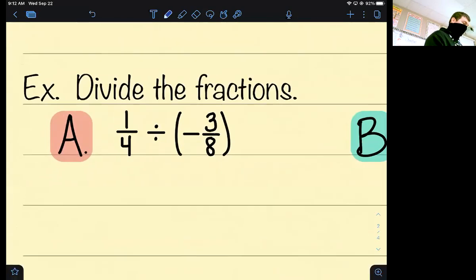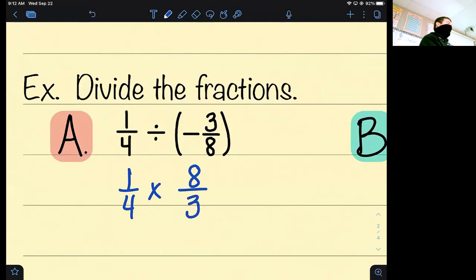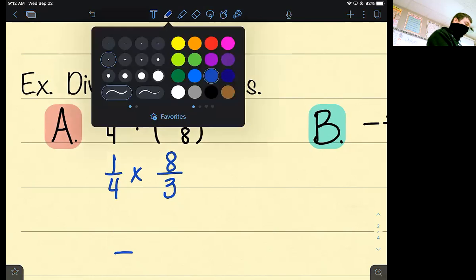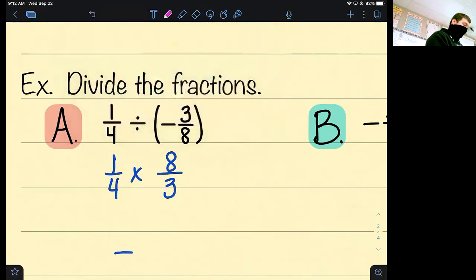First example, keep, change, flip. Again, notice I didn't put the negative there. What's one negative make your answer? Negative. Okay, there it is. It's in the answer now. Anything cancel? What? 4 and 8. What goes into 4 that goes into 8? 2.